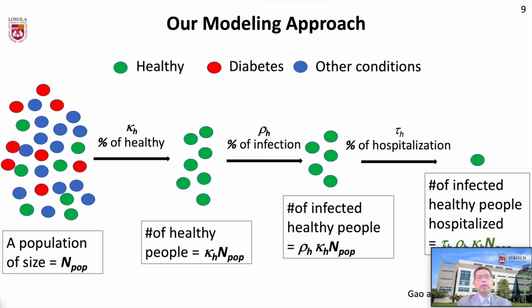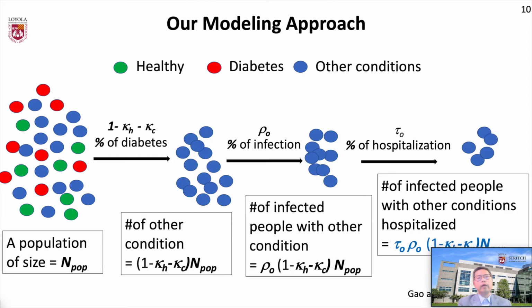We can use the same logic to infer the expected number of hospitalized COVID patients who do not have any underlying medical conditions. In this case, kappa H represents the prevalence of people without any underlying medical conditions in this general population. Rho H represents the probability of viral infection for those people. Tau H represents the hospitalization risk for those people. Then the expected number of infected people without any comorbidity who are hospitalized should be tau H times rho H times kappa H times N-pop.